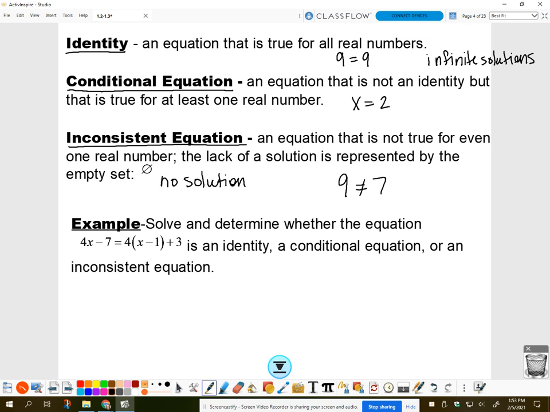Alright, so here's our example. They give us an equation. All they want us to do is solve it, and then decide which one of those 3 categories it falls into.